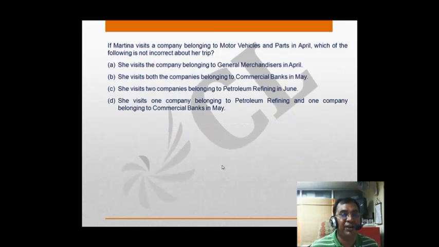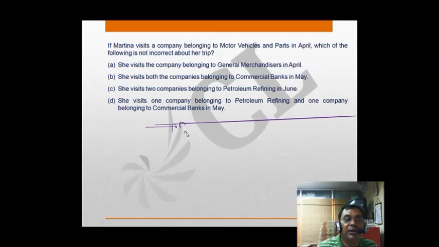So it's basically about retaining. If a company belonging to motor vehicles and parts is visited in April, it is not incorrect, but which one is correct? That means I have to check it out. First of all, motor vehicles and parts. So April, May there has to be 3. This is a case of 3 in May, 2 in June.